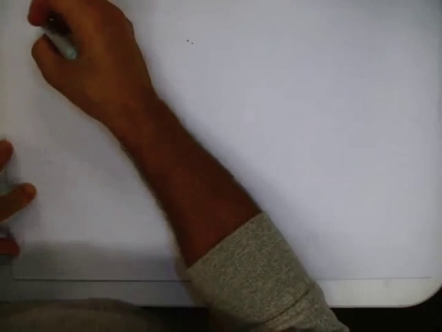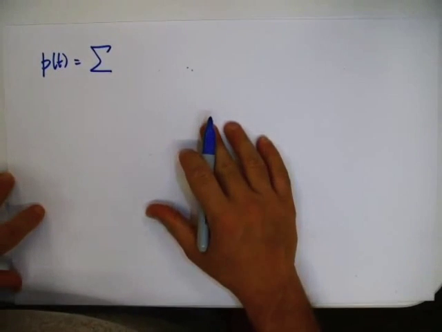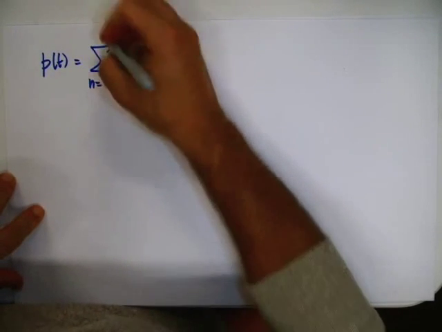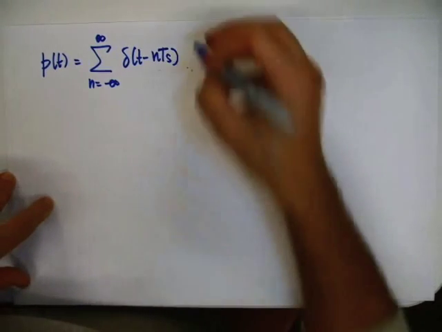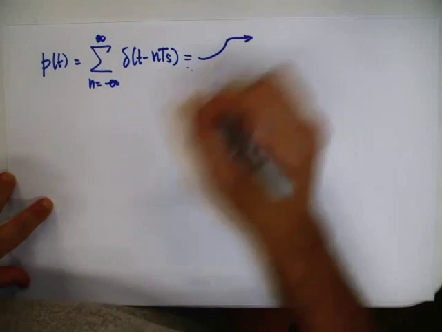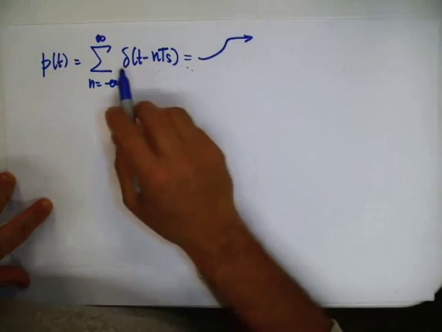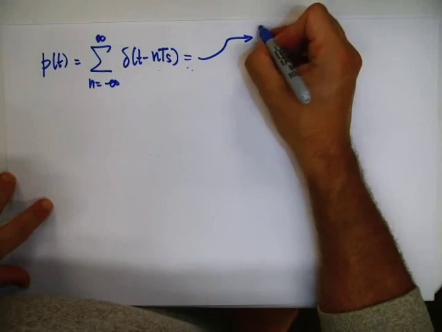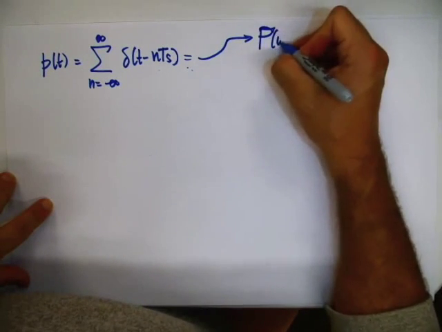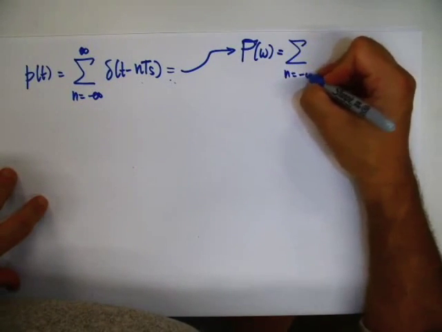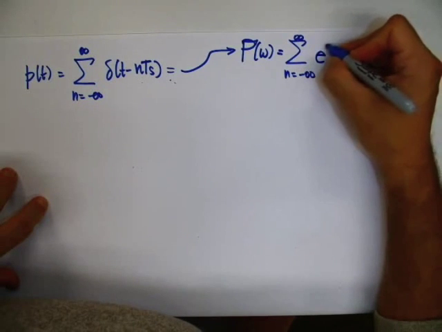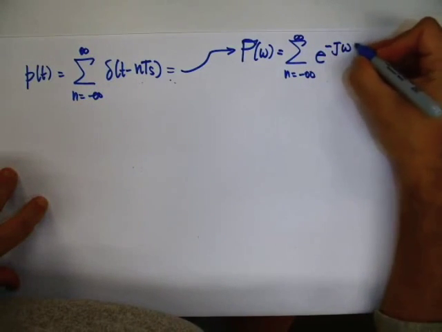So we have p(t) given by the sum from n equals minus infinity to infinity of delta(t minus n Ts). If we do the brutal approach by taking the Fourier transform of this infinite sum, we're going to get P(omega) equal to the sum from n equals minus infinity to infinity of e to the minus j omega n Ts.